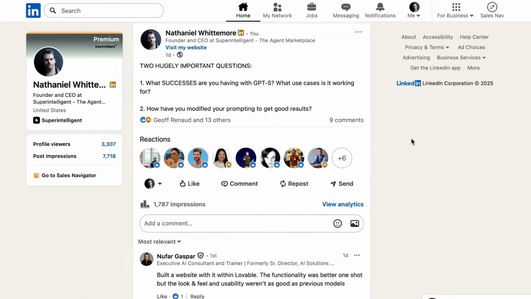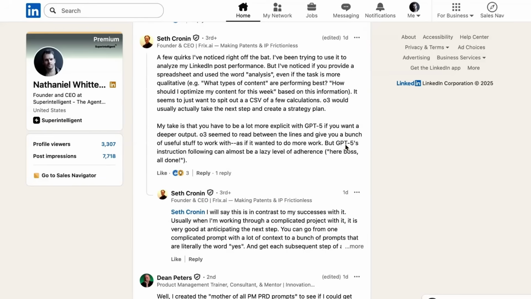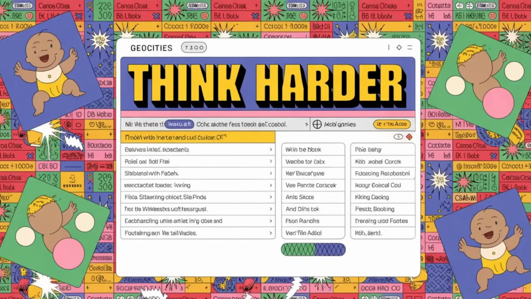And indeed, when I asked folks to share their early experience, this exact thing came up a lot. Seth Cronin, for example, wrote, "My take is that you have to be a lot more explicit with GPT-5 if you want a deeper output. O3 seemed to read between the lines and give you a bunch of useful stuff to work with, as if it wanted to do more work." Which brings us to prompting technique number 1. And again, if you feel like this is a little bit of a regression, you are not alone.